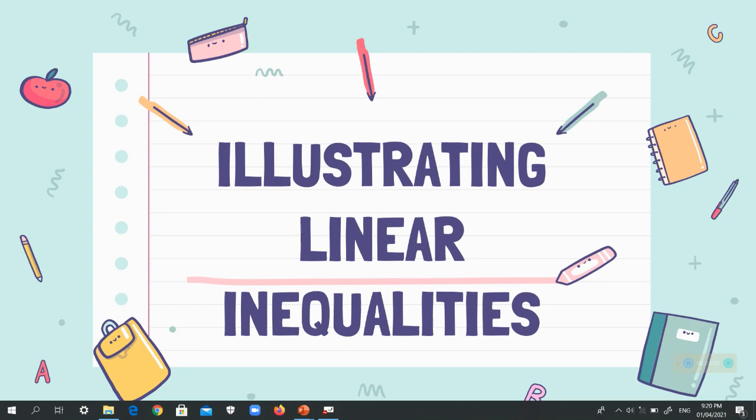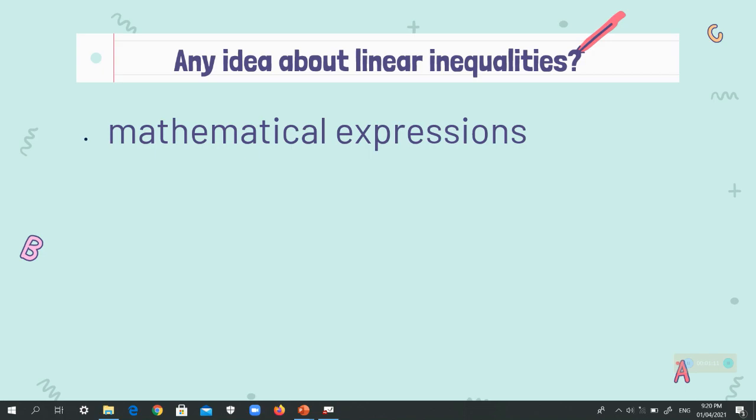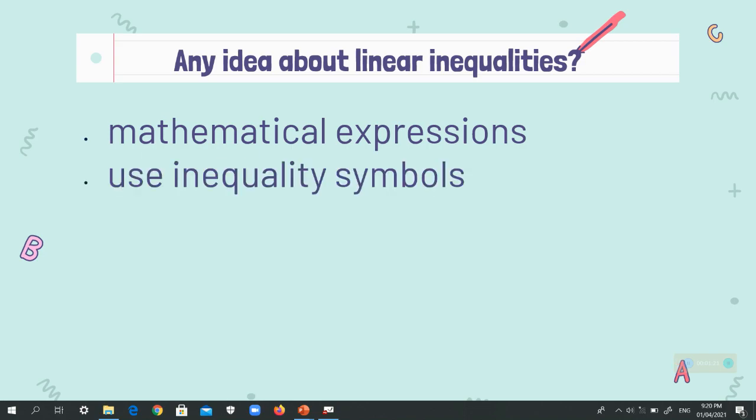Our topic is illustrating linear inequalities. Do you have any idea about linear inequalities? If you don't, here are some ideas. Linear inequalities are mathematical expressions, and they use inequality symbols. What are those inequality symbols? We are going to see four inequality symbols in this topic.